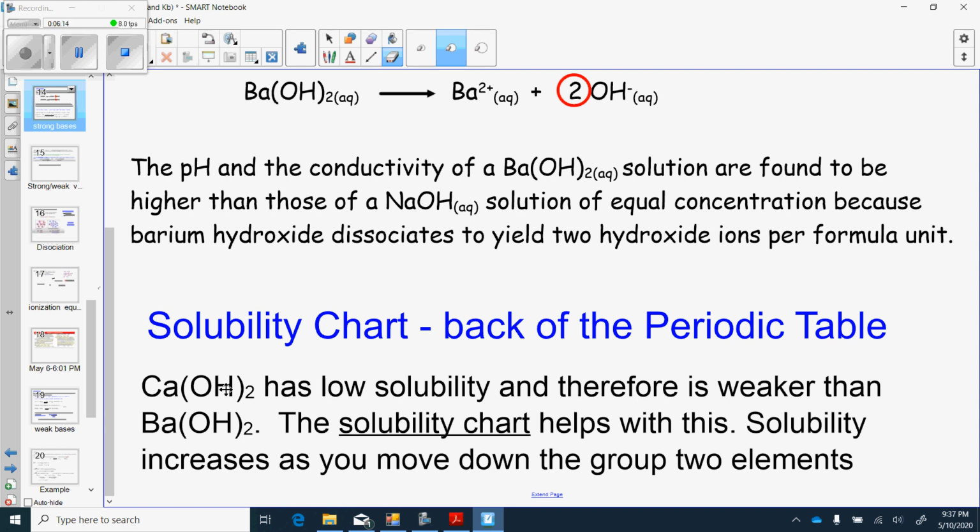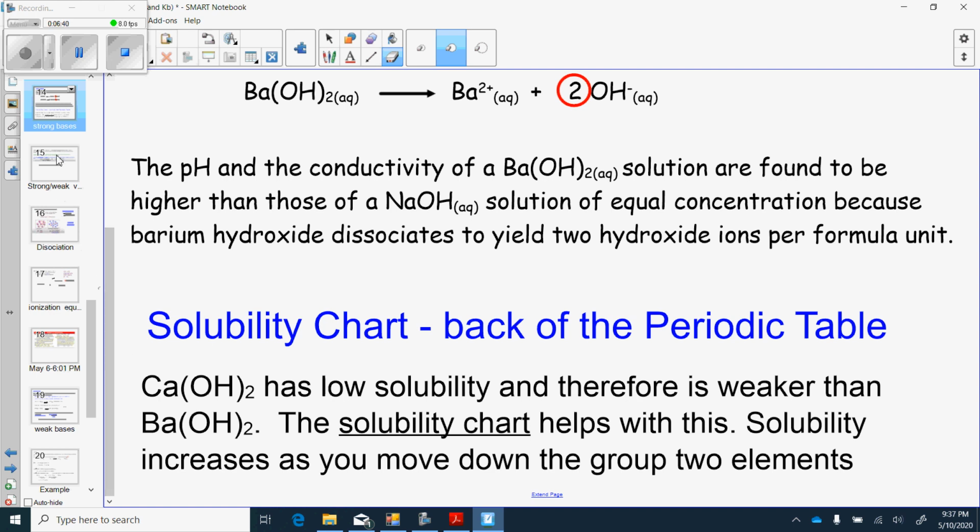so it doesn't dissociate as well as we would think it would. When you look at group 2, you'll notice as you move down group 2, the solubility increases. So barium and strontium hydroxide have high solubility, calcium hydroxide does not. Okay, so just for a little piece of information there. If you're wondering how strong a base that has OH is, you check the solubility chart and that'll give you a hint.